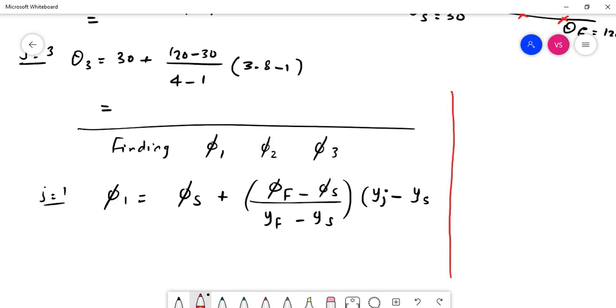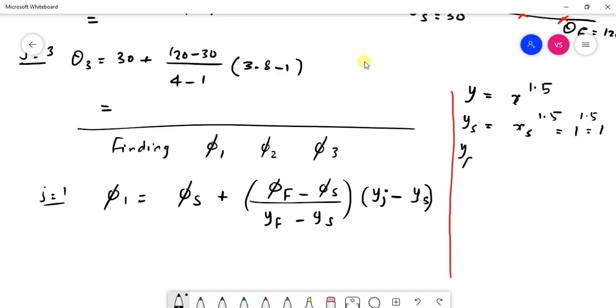So that means we have to first find y1, y2, y3. We have been given the function y equals x power 1.5. This is the function given to us. So what will be y starting? It will be x starting power 1.5. This will be 1 power 1.5, which will be 1. What will be y final? x final power 1.5. That is 4 power 1.5. This will be 8.